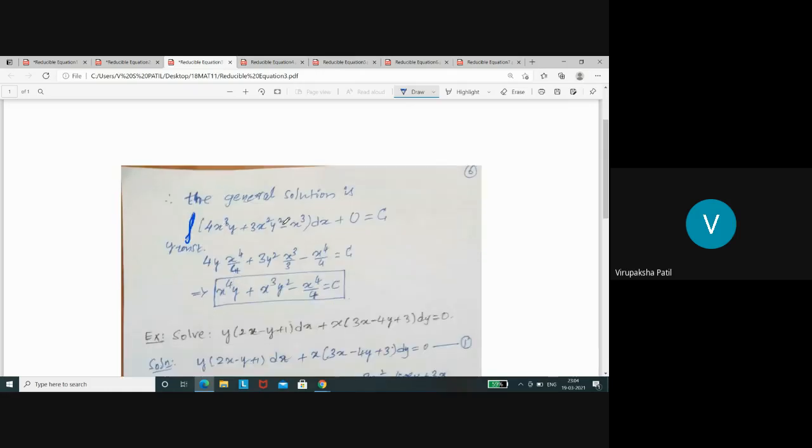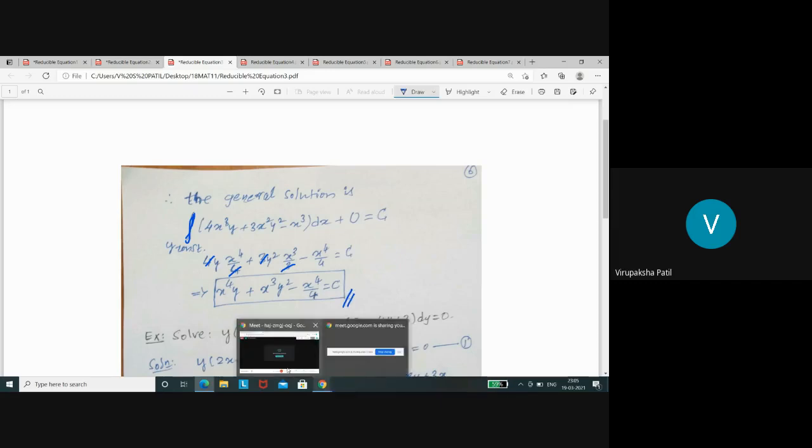Therefore, integrating with respect to x, what will you get? 4y is held constant, integration of x cube is x raised to 4 divided by 4, plus 3y square is held constant, integration of x square is x cube divided by 3, minus integration of x cube, which is x raised to 4 divided by 4, equal to constant c. Now this 4 cancels, this 3 cancels, and this term you keep as it is. So you get the final answer as x raised to 4 y plus x cube y square minus x raised to 4 divided by 4 equals c, which is the required solution of the differential equation.